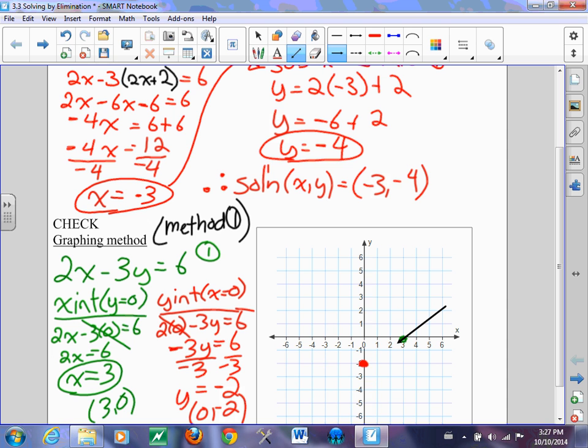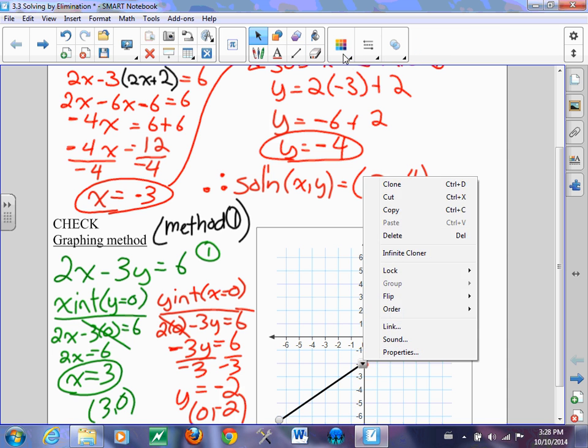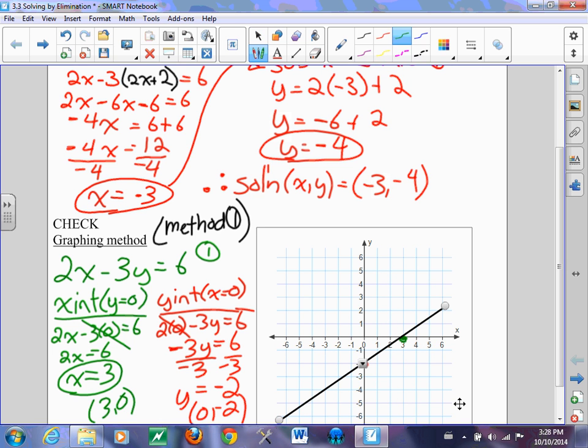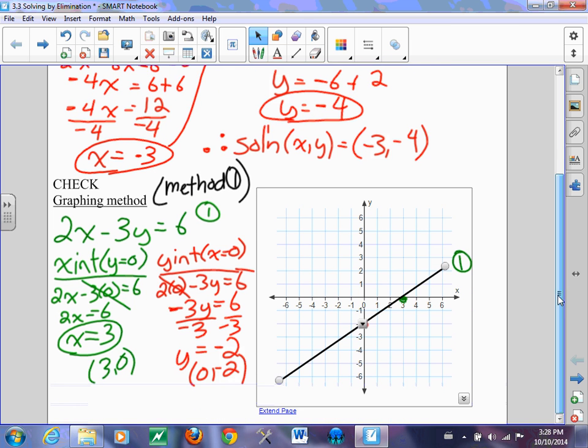Here we go. Okay, I think that looks pretty good there. Okay. Make sure you have arrows on both ends, guys. Okay. And make sure to label the equation, equation 1. All right. That looks good.